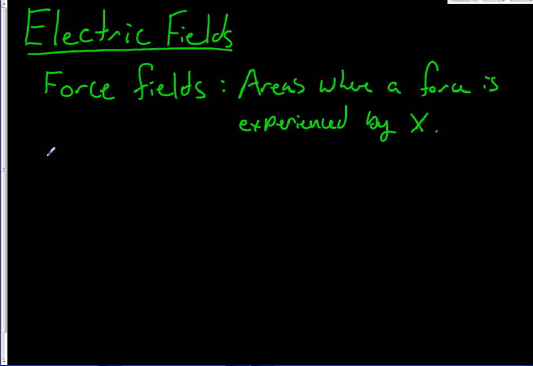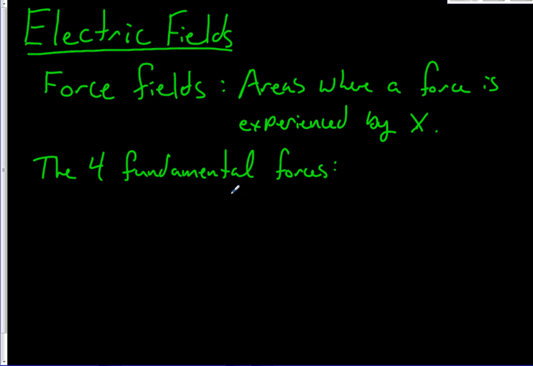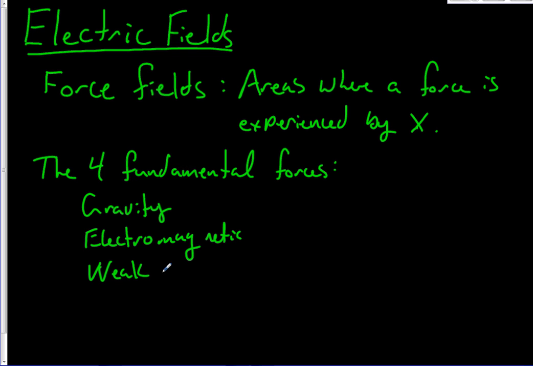So before we move on, let's talk about the 4 fundamental forces that are found in nature. Do you know what they are? What are they? Did we talk about them before in this class? Good. So gravity is one. There is electromagnetic. And there is the weak nuclear and the strong nuclear.